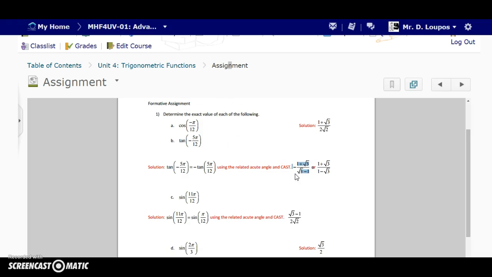Now there are different versions. You've got to be careful here because this answer is the same as this answer, which is the same as other answers. Now, if you want to know if your answer is correct, what you could do is find out what this is as a decimal and see if it's the same as the answer that you got yourself. Okay, so that is the first question. Let me just get you going on the second question.